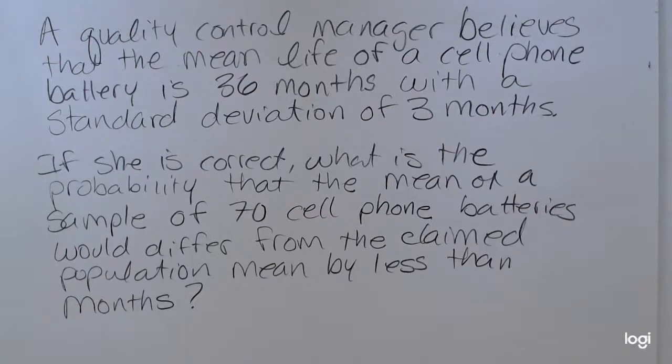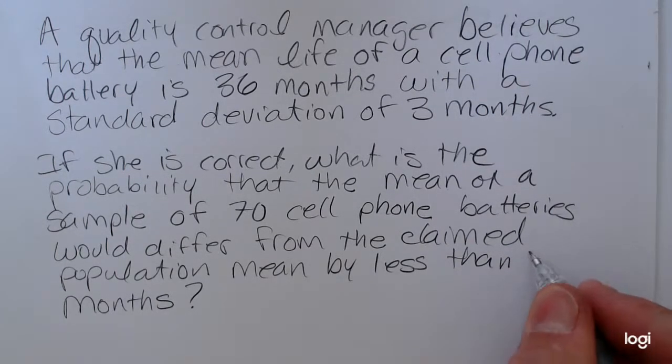In this example, I am going to be using the Central Limit Theorem. A quality control manager believes that the mean life of a cell phone battery is 36 months with a standard deviation of 3 months. If she is correct, what is the probability that the mean of a sample of 70 cell phone batteries would differ from the claimed population mean by less than, oops, I forgot this value here, 2 months?